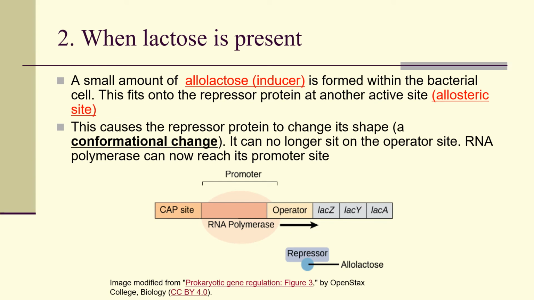When lactose is present, a small amount of lactose is converted to allolactose. Allolactose is the inducer, and it can fit into an active site on the repressor protein called the allosteric site. When the inducer binds to the allosteric site, there is a conformational change in the repressor protein. This changes the 3D structure of the repressor protein, and it can no longer bind to the operator region. The repressor protein falls off, and the RNA polymerase can now reach its promoter region.